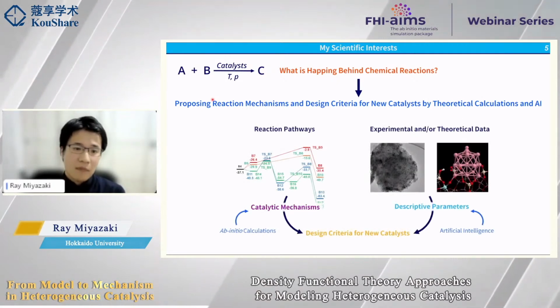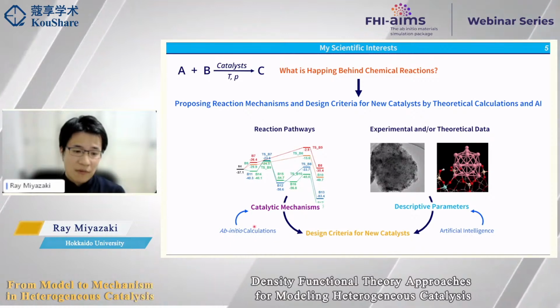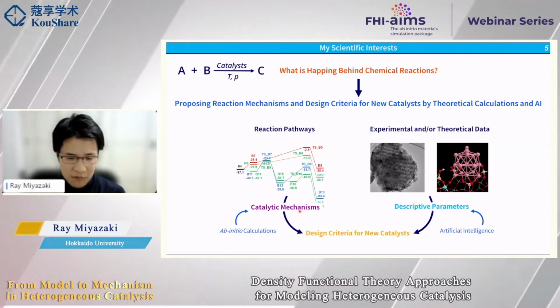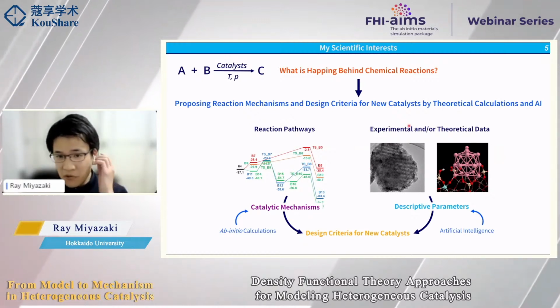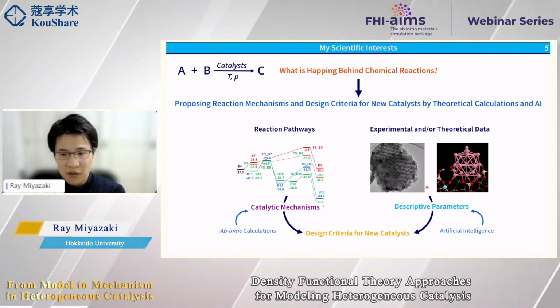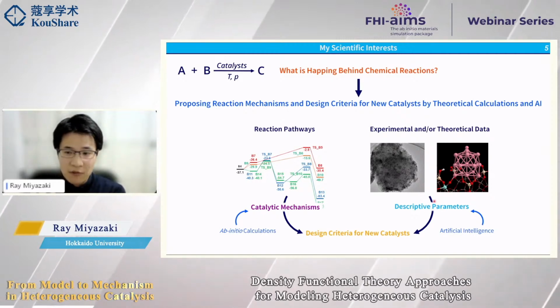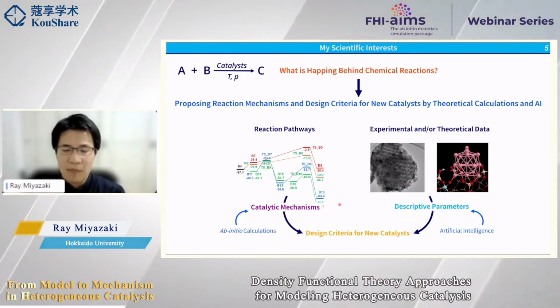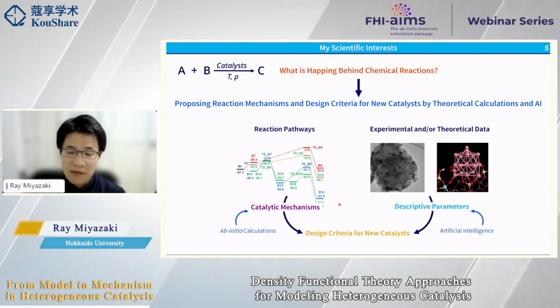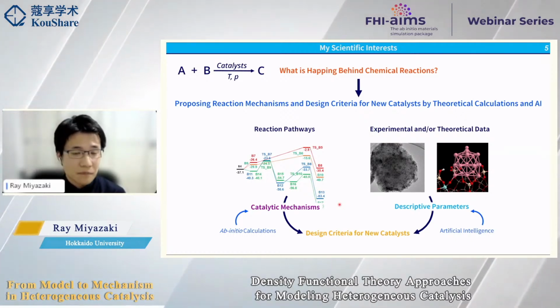So for example, by using ab initio calculations with DFT, we can get the reaction pathways of the catalytic reactions. And from this, we can extract catalytic mechanisms. Or we can use experimental and theoretical data, and combine those data by using artificial intelligence, and then we can get descriptive parameters that correlate with the target catalytic and high performance catalyst.